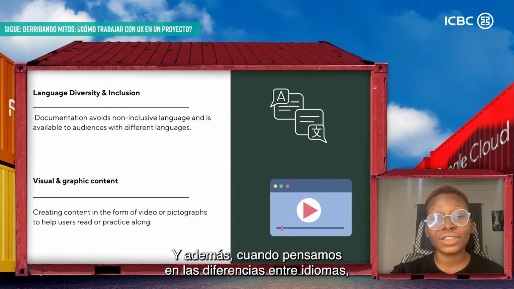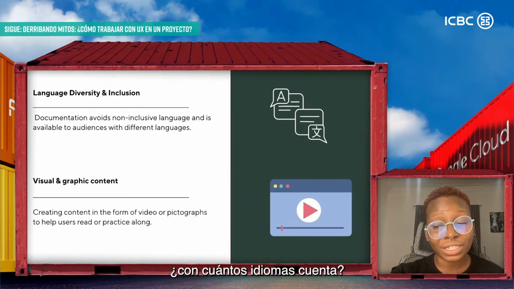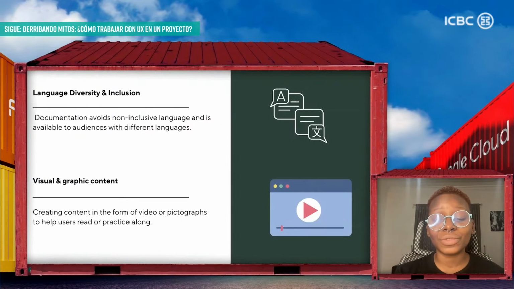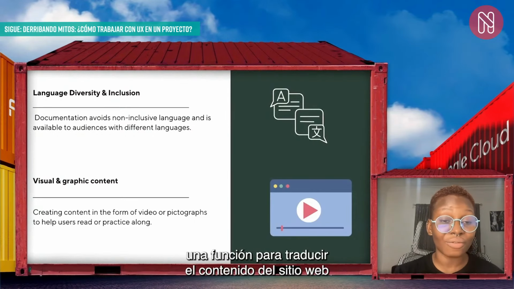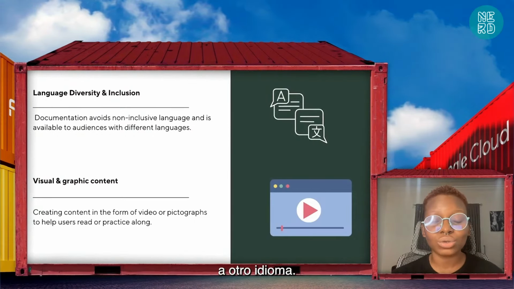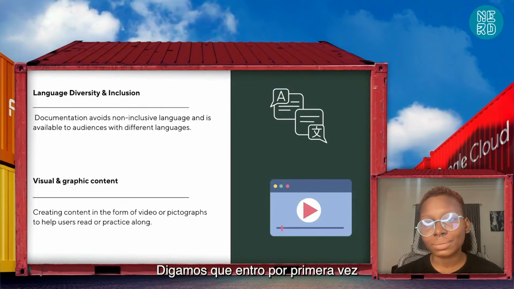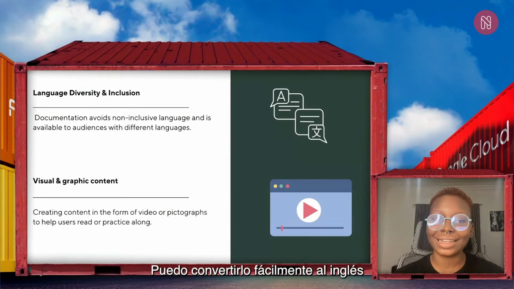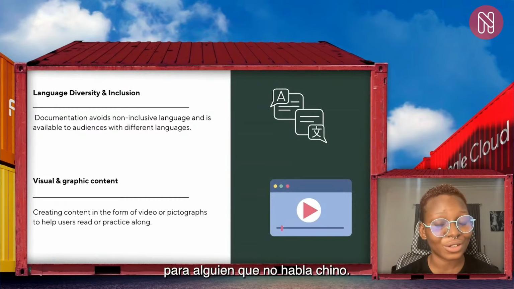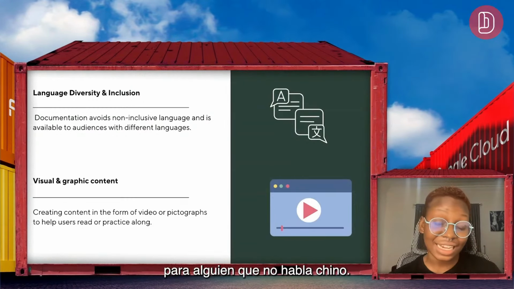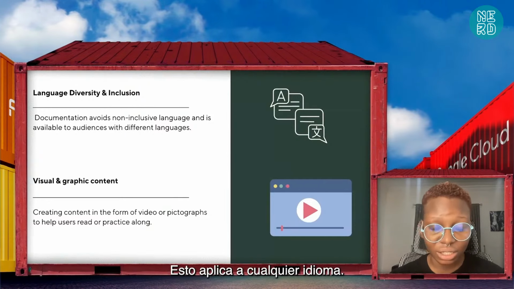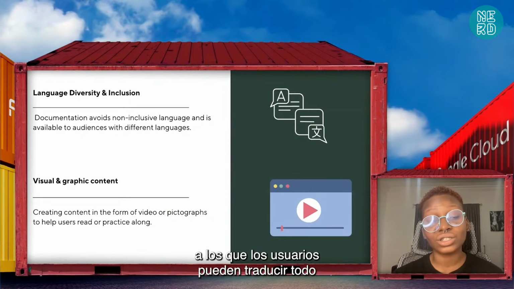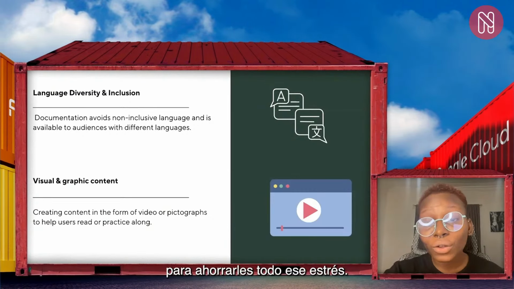And also, if you're thinking of language differences, how many languages does this support? I know I've come across a couple of projects that have a feature you can enable to convert the content of the website to another language. Let's say I'm coming in for the first time and it is written completely in Chinese. I can easily convert it to English for someone who doesn't speak Chinese. Whatever the language is, the idea is to let it support different languages that your users could convert it into, to save them all of that stress.